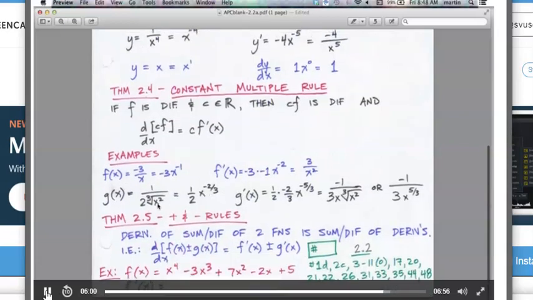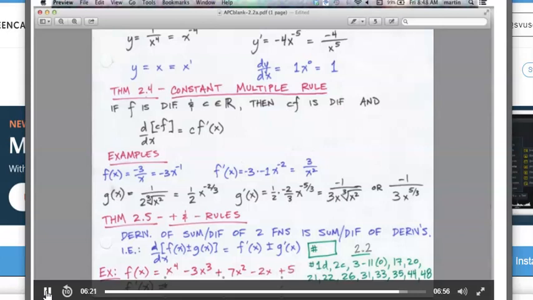All right. Theorem 2.5, the sum and difference rules. The derivative of the sum or difference of two functions is the sum or difference of the derivatives. So if you have 2 terms to differentiate, then just differentiate each one separately. So for example, down here at the very bottom, we have x to the 4th minus 3x cubed plus 7x squared minus 2x plus 5.